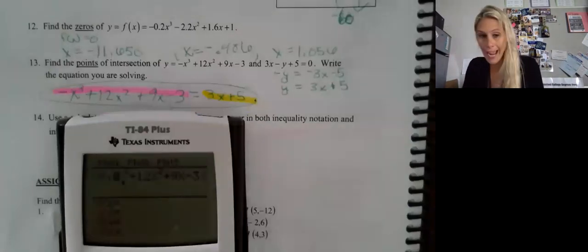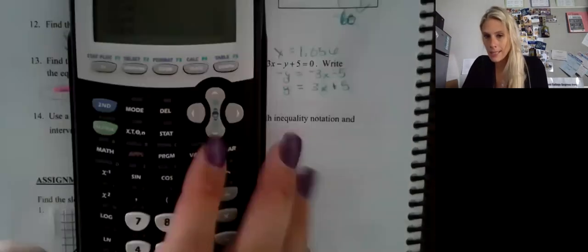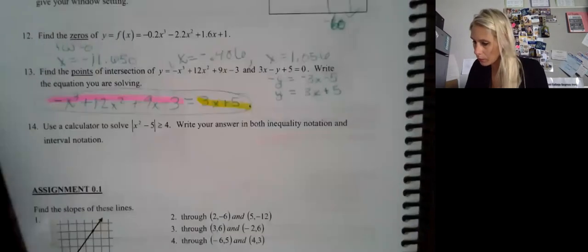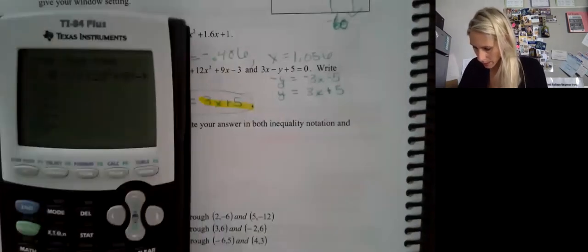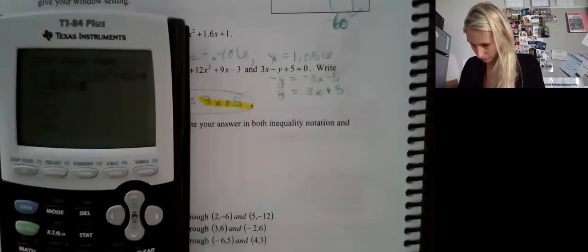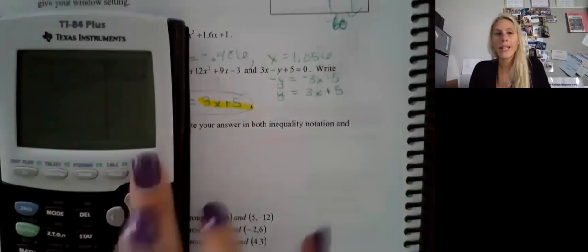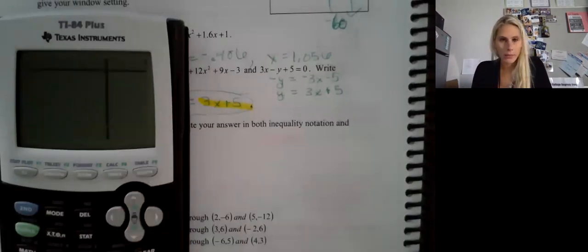And I have to go down. So I'm going to press the down button and then type the other equation in, which is 3x plus 5. Now, because my window is still set to my other graph, when I graph it, I might not see what's going on here. Okay, so we're going to have to readjust this window.